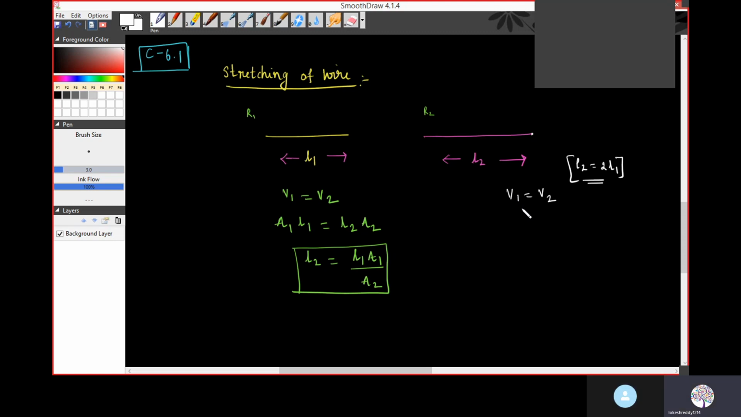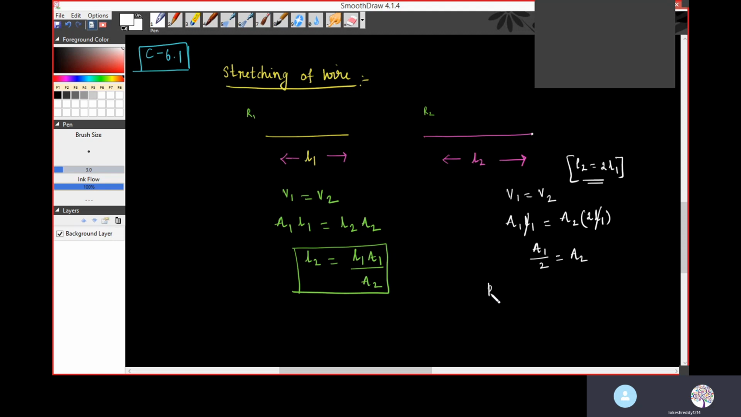Now V1, the volume of this one, is equal to the volume of this one. Volume is area into length. So A1 into L1 is equal to A2 into L2. L2 is nothing but 2L1. So L1 and L1 get cancelled. So A1 by 2 is equal to A2.